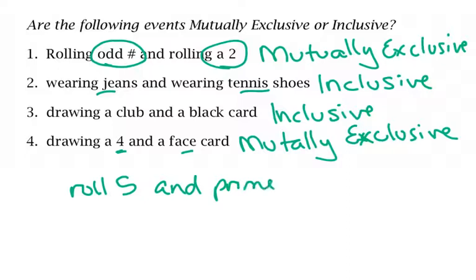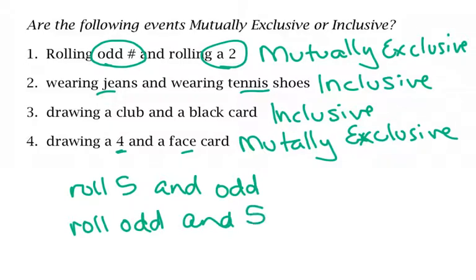So could you roll the dice and get a number that is both 5 and prime? And yes, you could. What if I said 5 and odd? Yes, you could. That doesn't mean that every odd is 5. So what if you roll an odd number and a 5? You could do both of those at the same time.